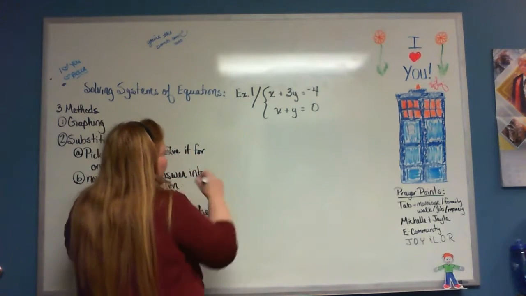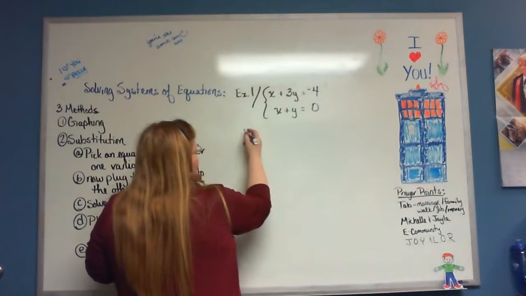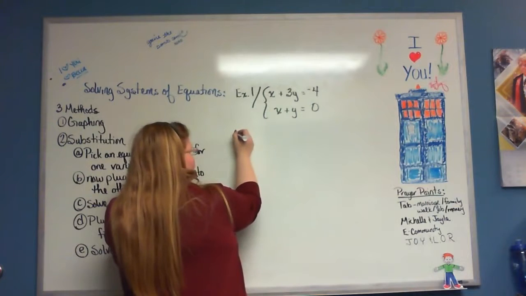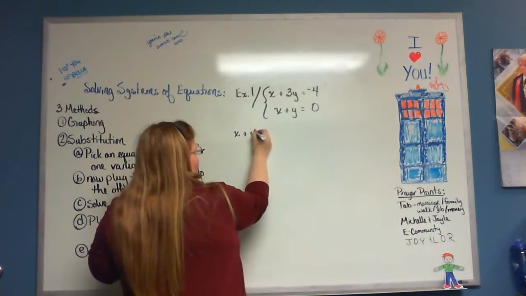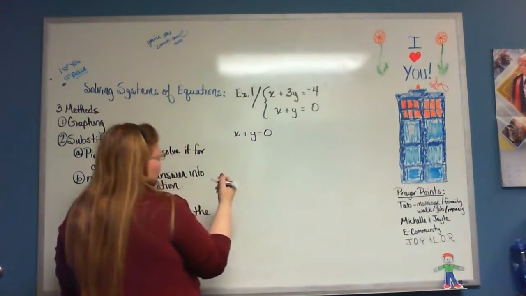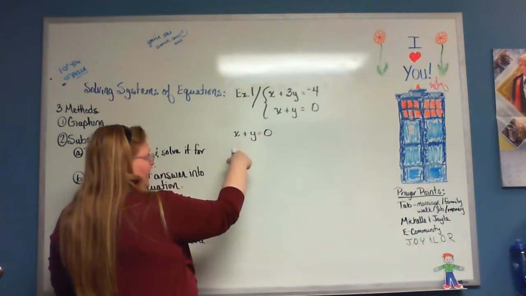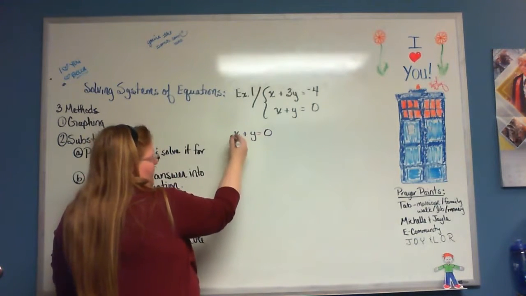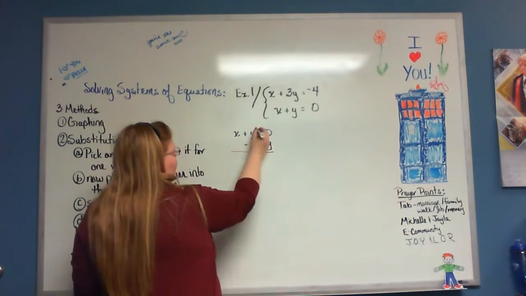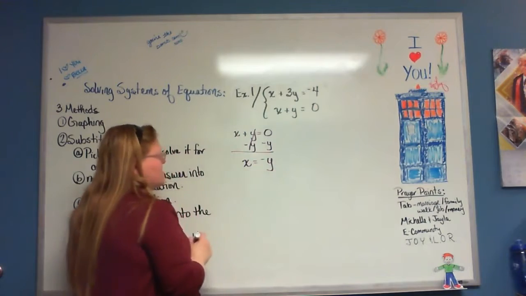I could very easily solve this for either x or y. I'm going to choose to solve it for x. So I decided to pick my bottom equation, that's my x plus y equals 0. That's like the first step. I picked the bottom one, and I have to solve it for one of my letters. I'm going to choose to solve it for x, so I'm going to subtract y from both sides. That gives me x is equal to negative y.